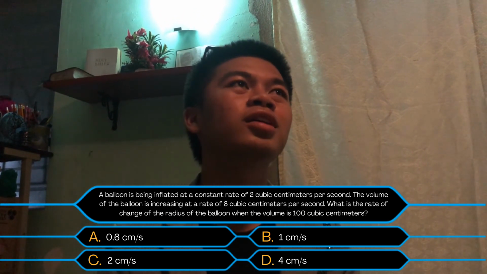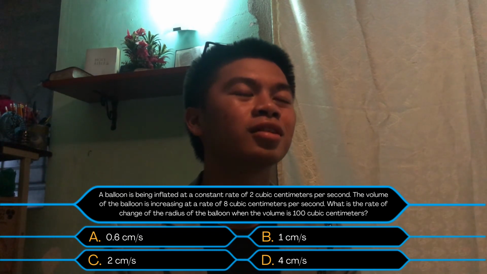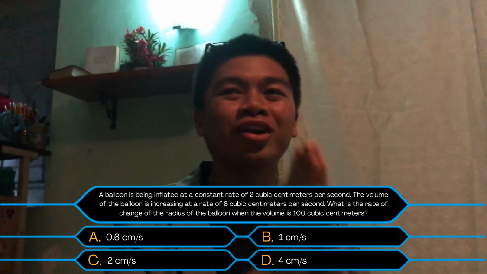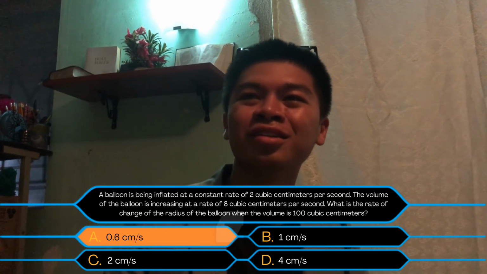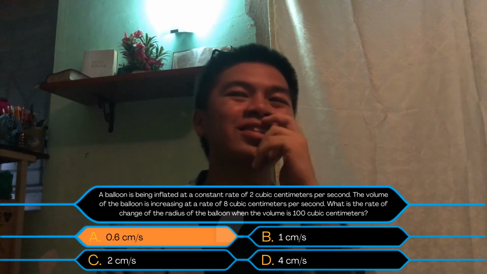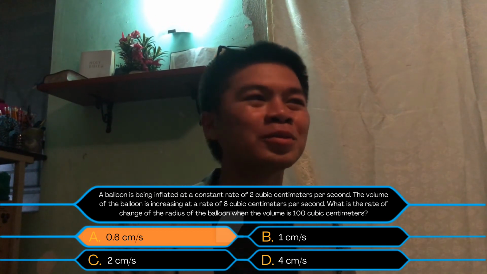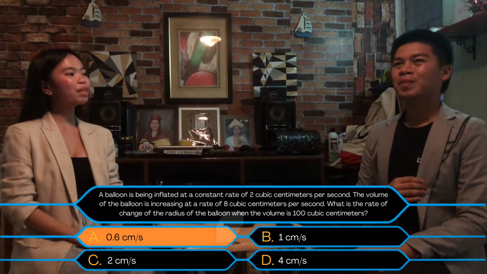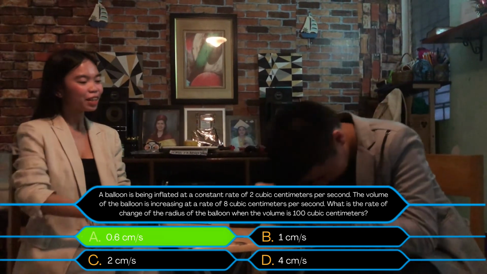I'm going with the letter A. Are you sure? Yes. Is that your final answer? Yes, it is. Rainer, you've just won 1 million pesos. Congratulations.